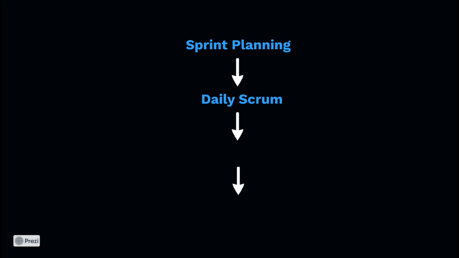Daily Scrum. During the sprint, the team meets daily to review progress and discuss any obstacles. Sprint review. At the end of a sprint, the team presents the completed increment and receives feedback from stakeholders. Sprint retrospective. At the end of the sprint, the team reflects on its performance and identifies areas for improvement. All right, that covers the Scrum process. Let's now take a look at the advantages and disadvantages of this agile framework.